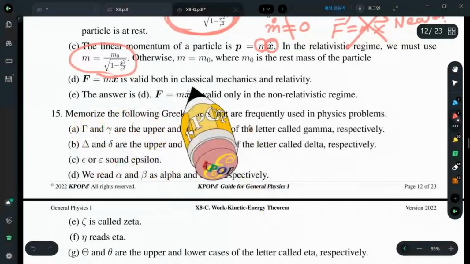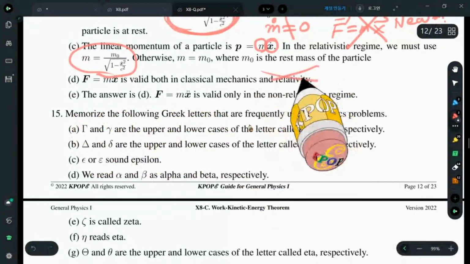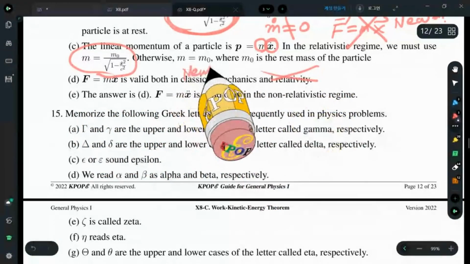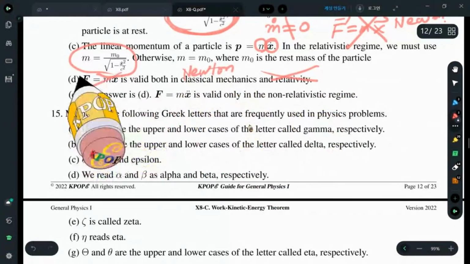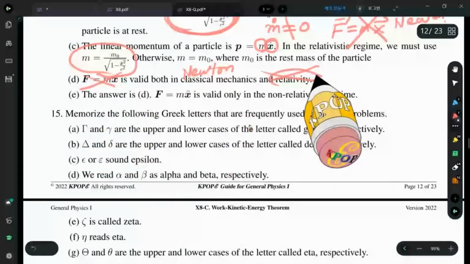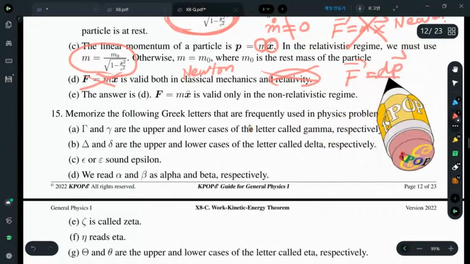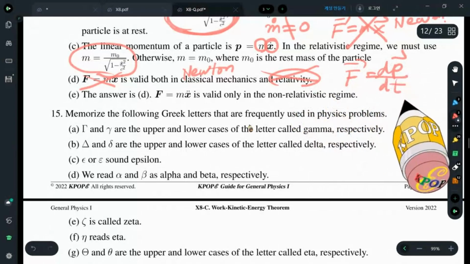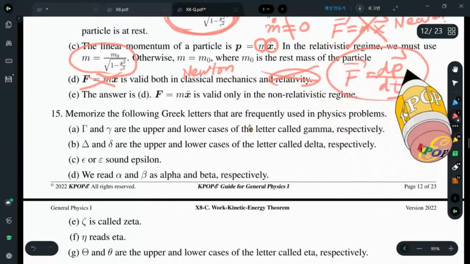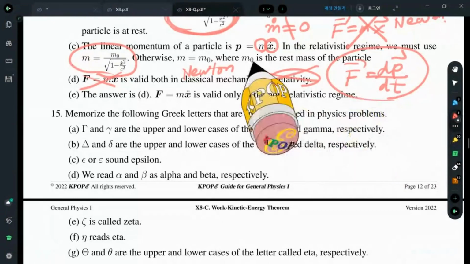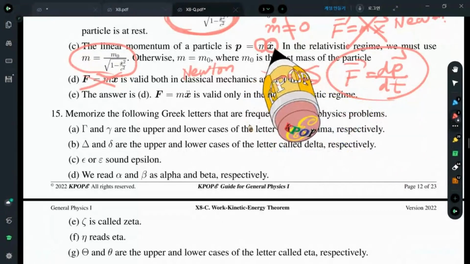Is F equals ma valid for both? No, it is valid only in Newtonian mechanics. This is wrong in relativity. In relativity, the correct form is force equals the time derivative of linear momentum, and linear momentum is mass times velocity.